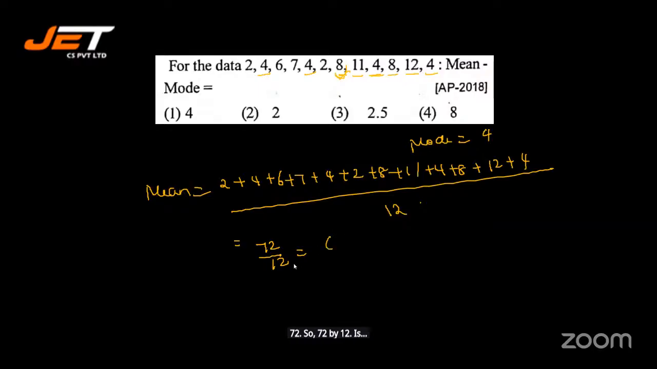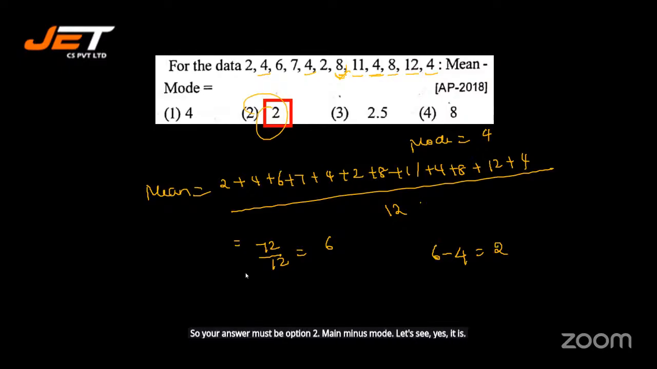So 72 by 12 is 6, 6 twos are 12. Yes. So your mean minus mode is, your mean is 6 minus your mode is 4, which is 2. So your answer must be option 2. Mean minus mode. Let's see. Yes, it is. Now, how many students have given me the right answers?